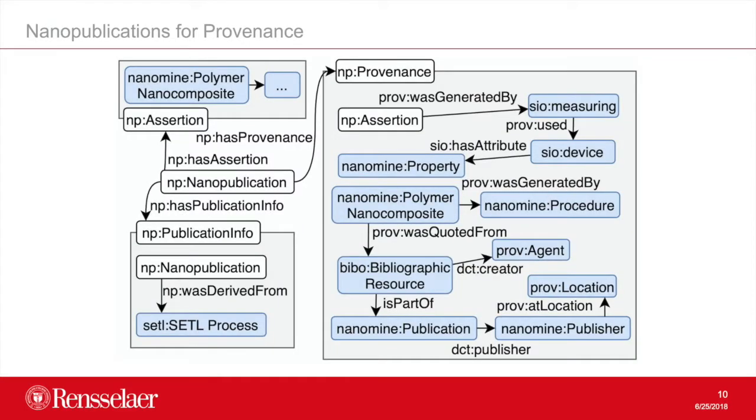And then finally, we use nanopublications to capture the provenance of how this knowledge is created, both in terms of measuring particular properties and what devices were used, but also in terms of the paper that we are citing and curating the information from. And finally, the actual processing is available as part of the provenance as well.